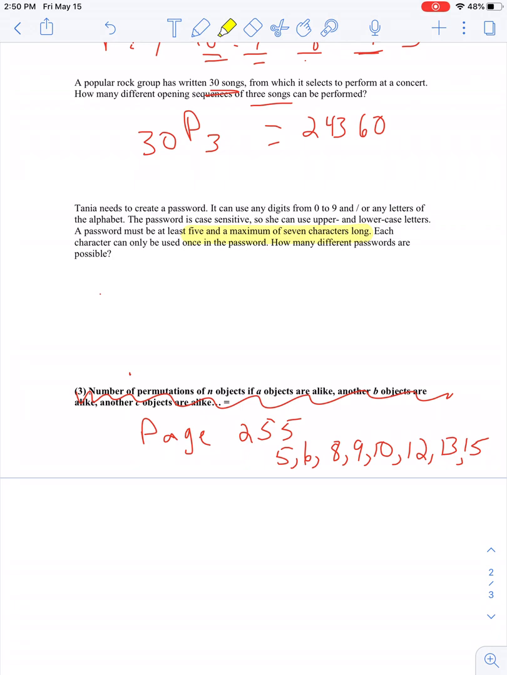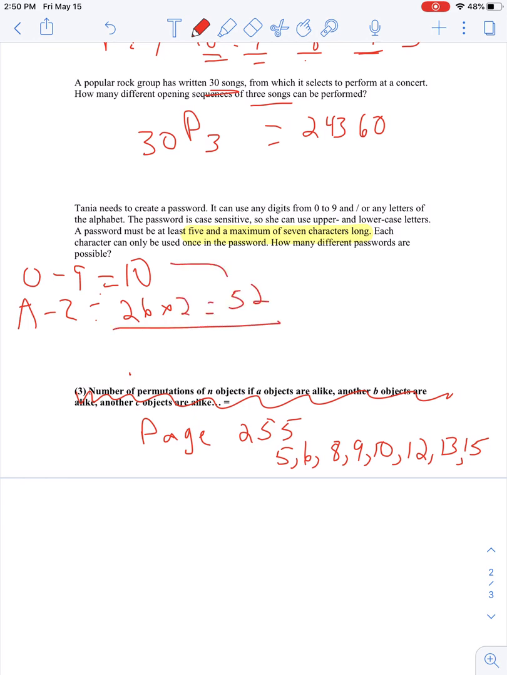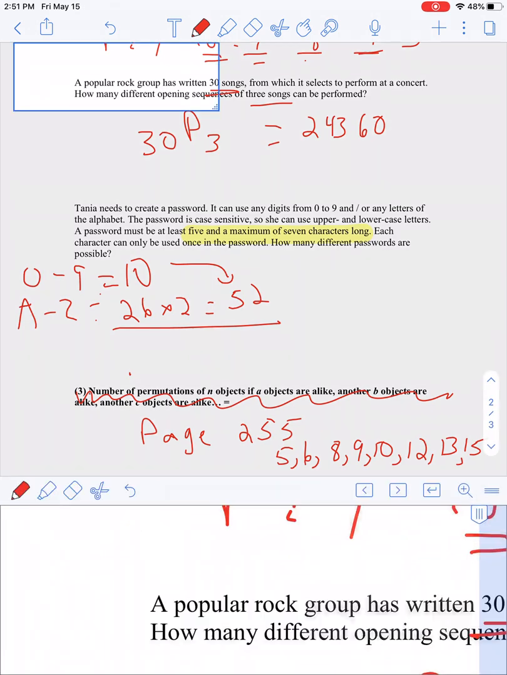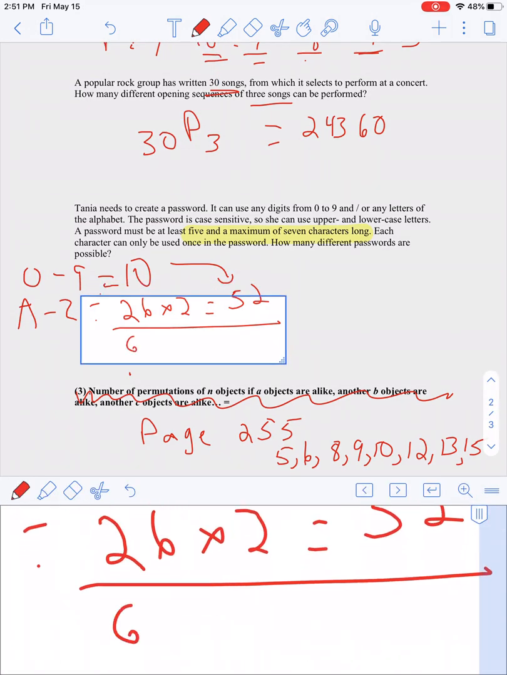Okay, well, let's go through and count out what she has. She can use the digits from 0 to 9. So there's 10 in total. She can use the letters from A to Z, and there's 26 of those, times 2, so there's 52 letters. So in total, she has 10 digits and 52 letters. So in total, she has, I'm just going to do this, 62 choices, right?